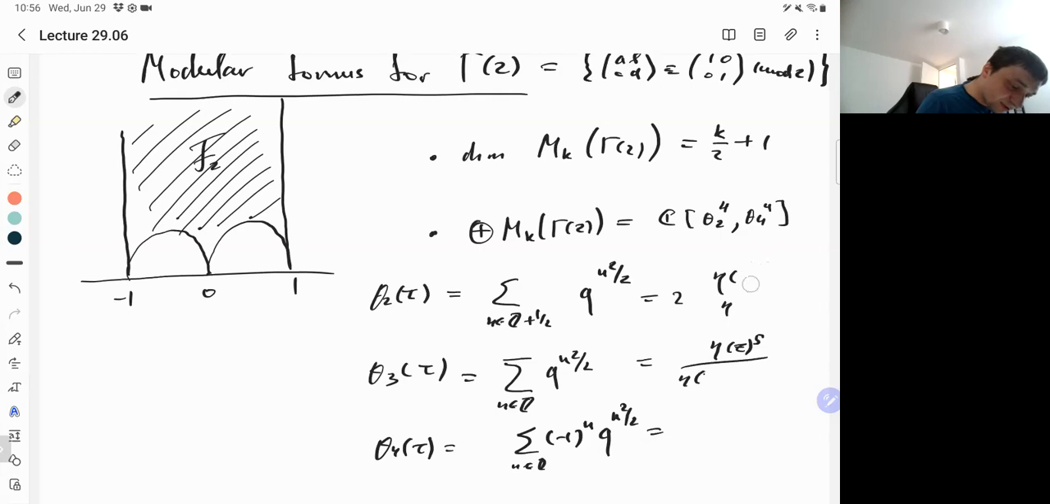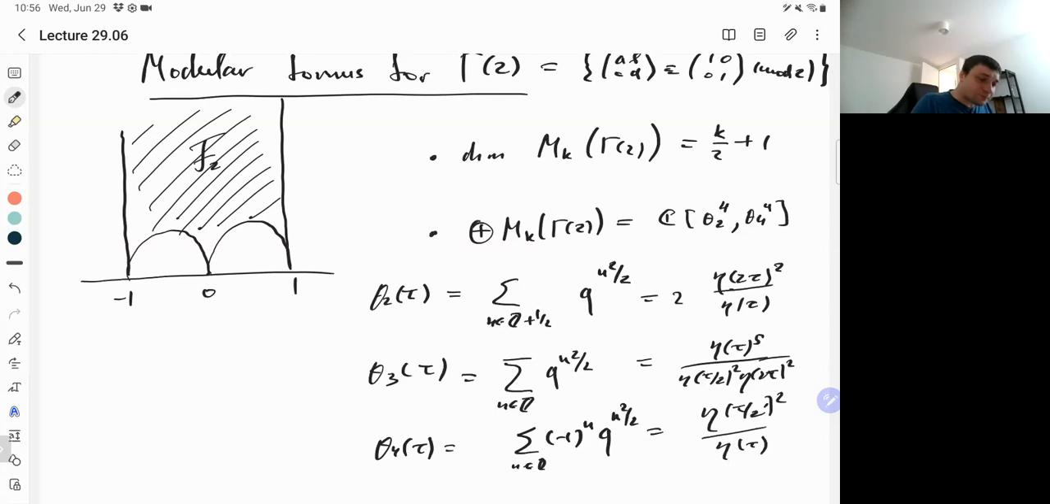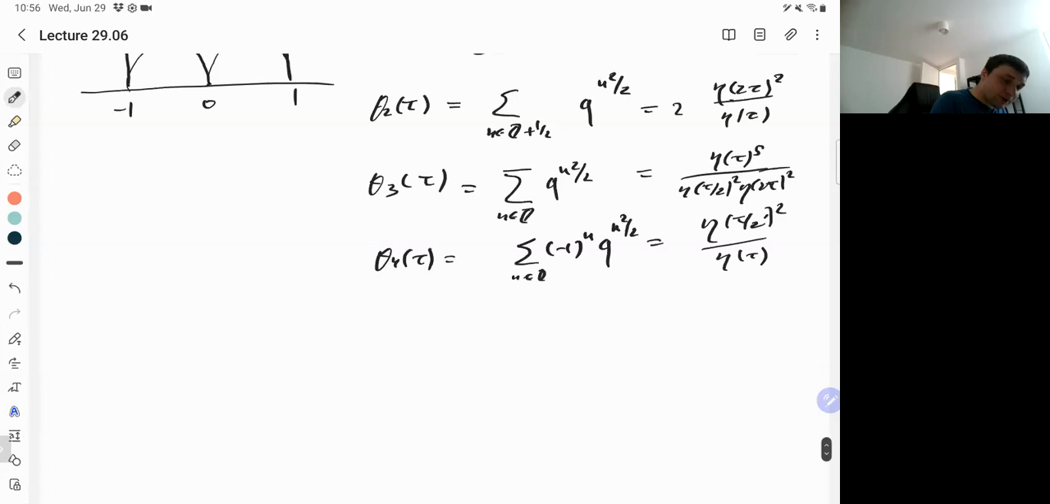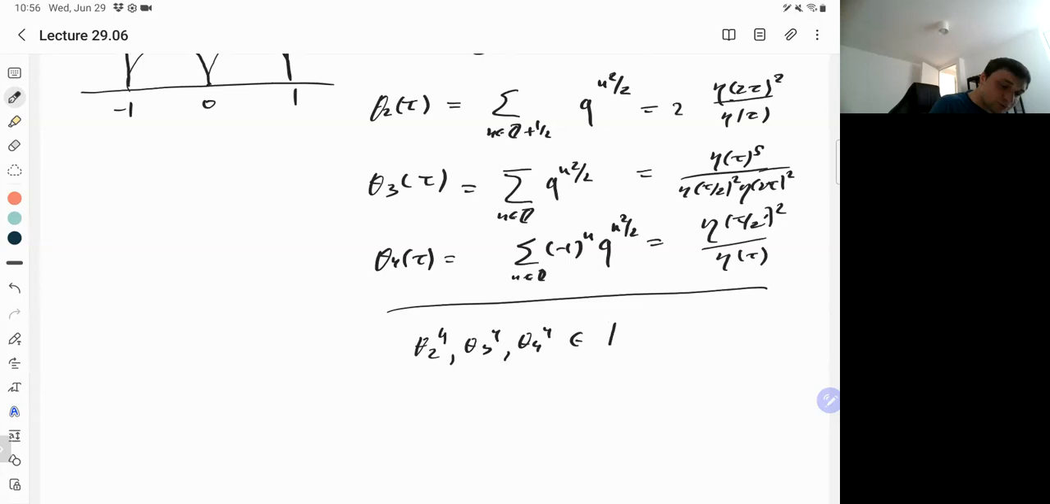But you can also explicitly write them in terms of the eta function. Well, this is not z, sorry, this is 2 tau, eta of tau. This is also tau, and this is eta of tau over 2 squared divided by eta of tau. So I'm almost finished. The claim is that theta 2 to the 4, theta 3 to the 4, and theta 4 to the 4 are modular forms of weight 2 for this group.